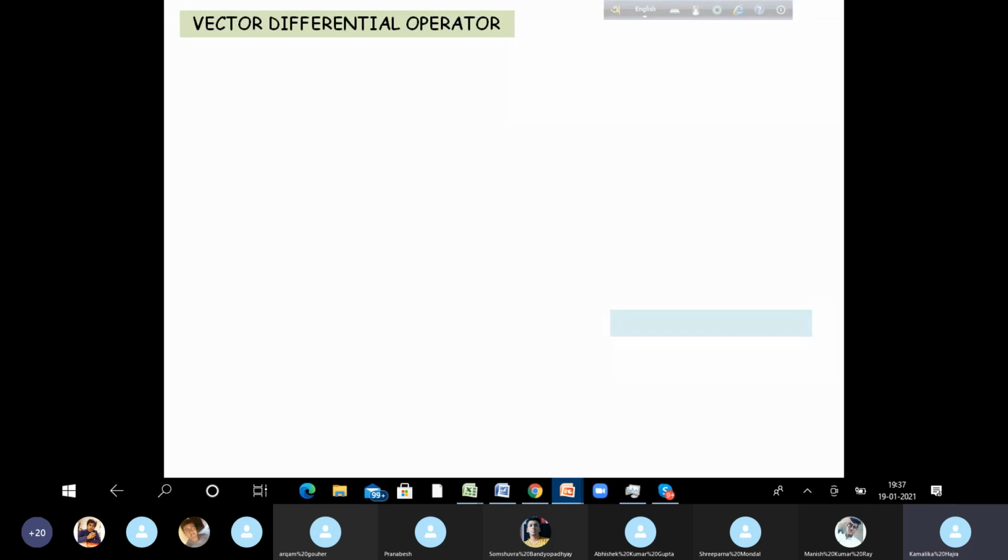Now that we know what vector differentiation is, and also we have got some idea about partial derivatives of vectors or scalars for that matter, we will now talk about the vector differential operator. Now this is a very, very important thing that you're learning, and you will need to use this operator in several other topics of physics also.